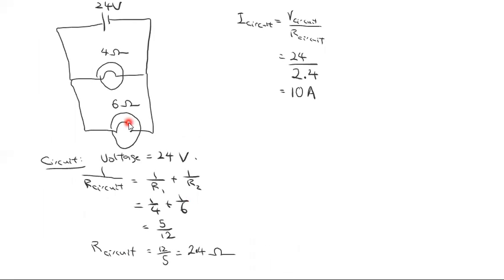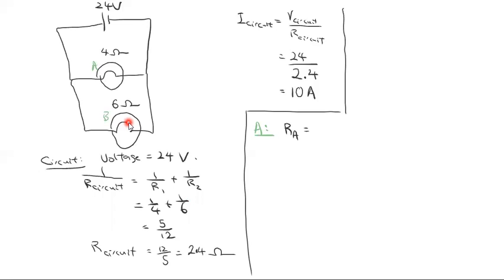So the parallel circuit, let's call this A and let's call this B. We've worked out the circuit's resistance, voltage and current. Let's look at A. For A, what is its resistance? A's resistance is 4. Now, are you able to tell me the voltage across A? 24. Yep, because the battery is more or less directly connected to A. So the voltage across A is 24 volts. And therefore, what's the current? The current equals 6 amps.